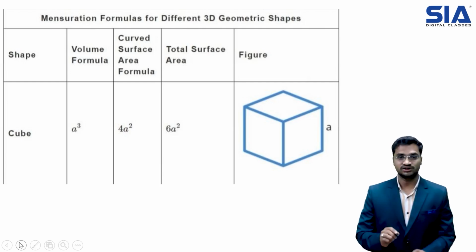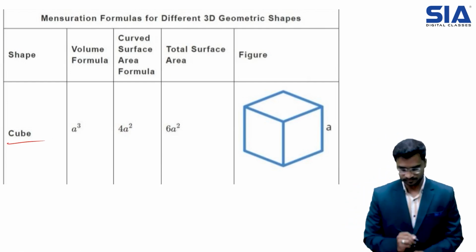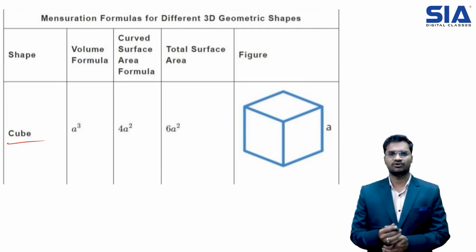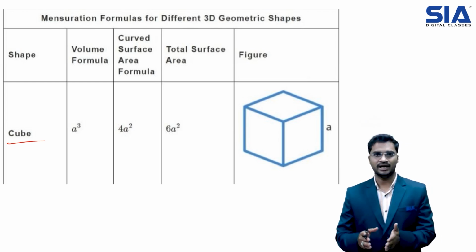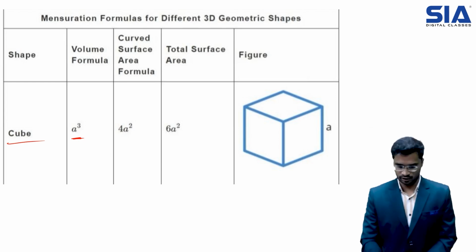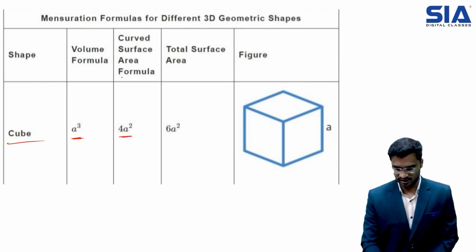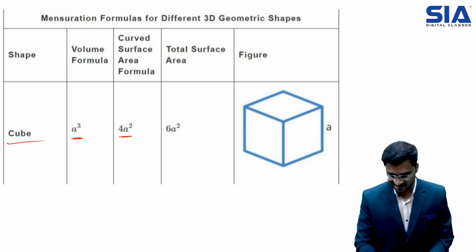Okay. So first of all, the first three-dimensional geometric shape is the cube. The volume of a cube, in 3 dimensions there is no area. We will be having volumes. So volume of a cube is what? Volume of a cube is a cube. And curved surface area of a cube is 4a square. The curved surface area is also called the lateral surface area.